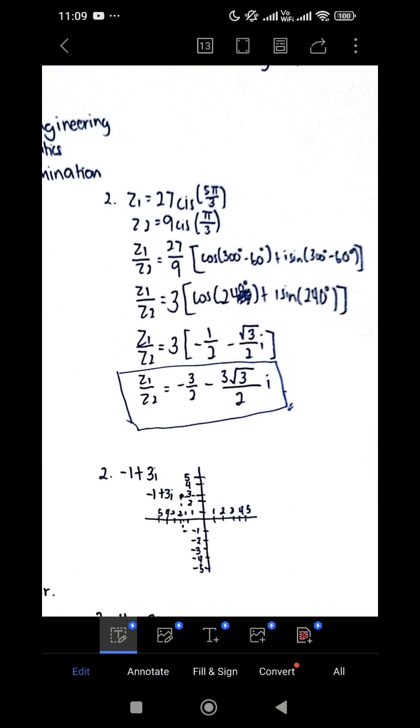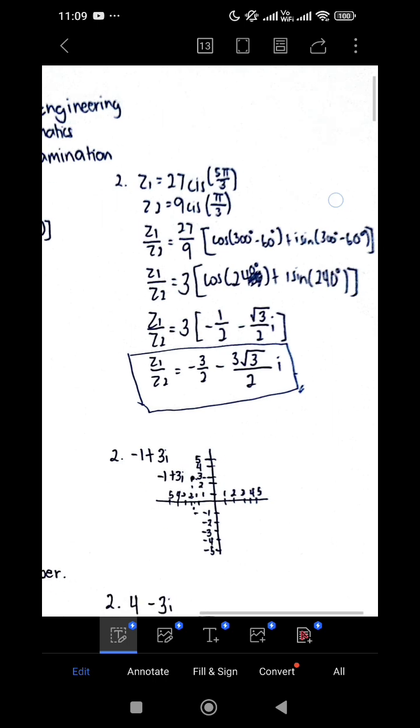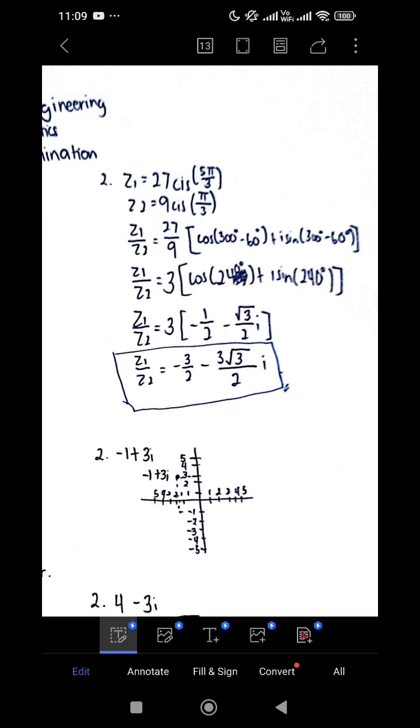Number 2: Z1's value is 27 cis 5 pi over 3, and Z2 is 9 cis pi over 3. Then we just do number 1 again, but we substitute the values. So Z1 over Z2 equals 27 over 9 cosine 300 degrees minus 60 degrees plus i sine 300 degrees minus 60 degrees.